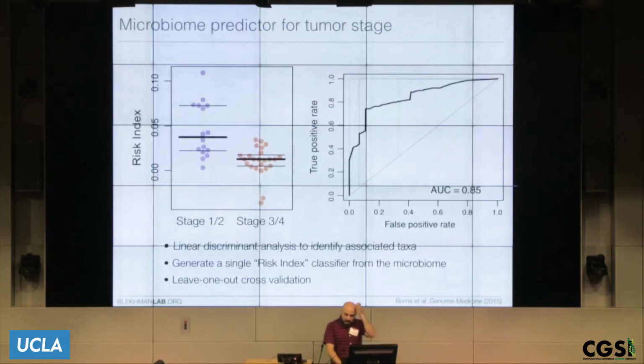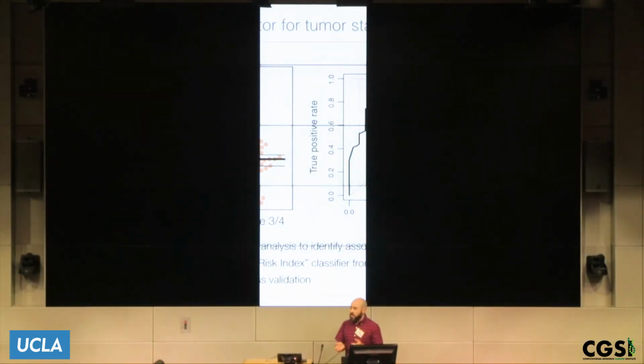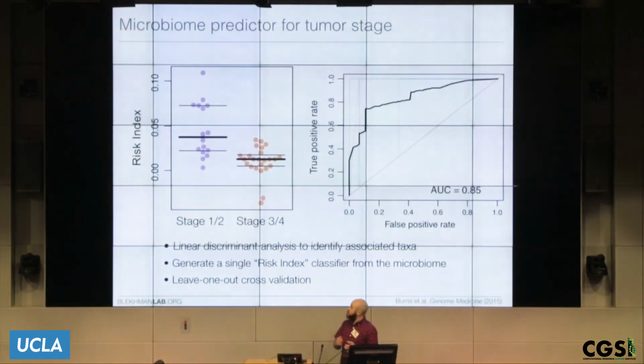Okay, so the next thing we wanted to do is look at the relationship between the microbial communities and the stage of the tumor. The hypothesis here is that the composition of the microbiome can be affected by all kinds of anatomical and physiological changes that are happening at the tumor.